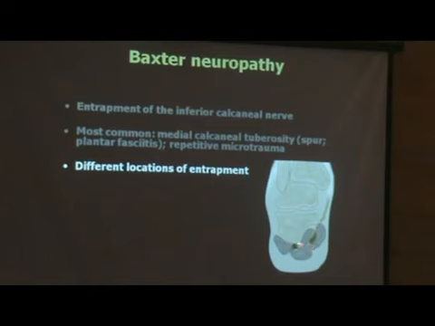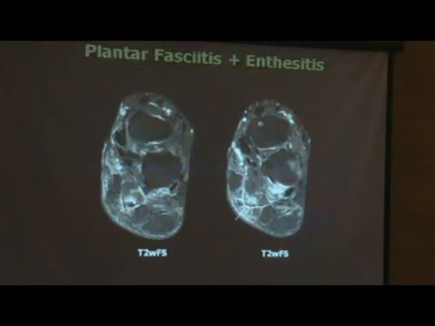And here is the main site of entrapment of the inferior calcaneal nerve, which is the inferior aspect of the posterior calcaneal tuberosity. So plantar fasciitis and enthesitis causing inflammation at the plantar aspect of the foot may potentially involve the inferior calcaneal nerve, leading to Baxter neuropathy. This is a case, back to the inflammatory arthritis we talked about in the previous slide, of reactive arthritis with a lot of enthesitis going on around the ankle and around the foot.